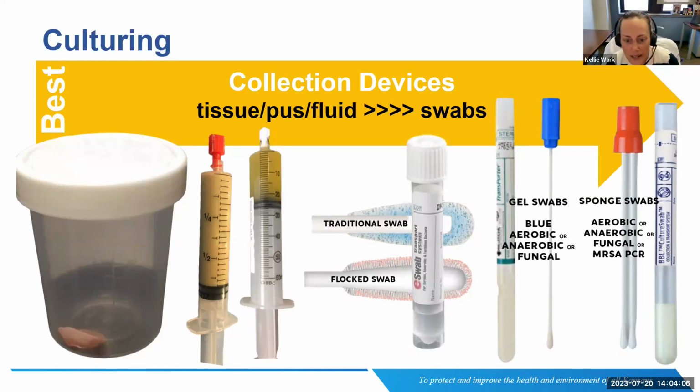And then on the far right, what we'll most frequently use is either the blue one, the gel swabs, which can be either aerobic, anaerobic, or fungal cultures. And then the one on the far right, the sponge swabs, are all the same: aerobic, anaerobic, or fungal, but you can also use those for MRSA PCR tests. Next slide.